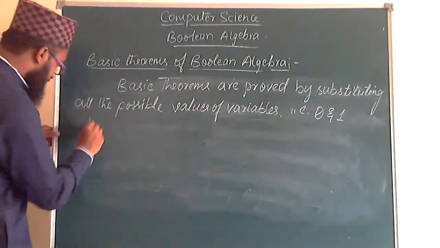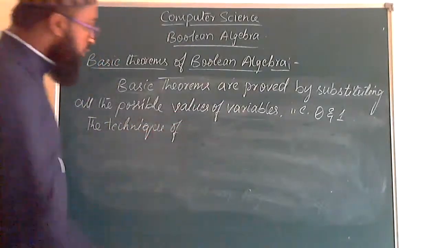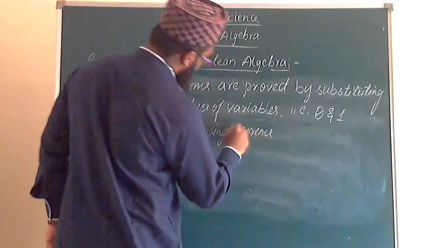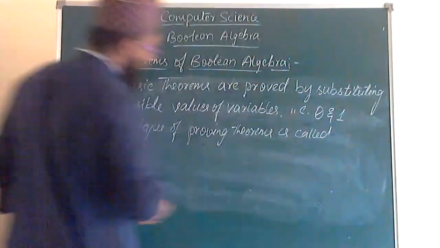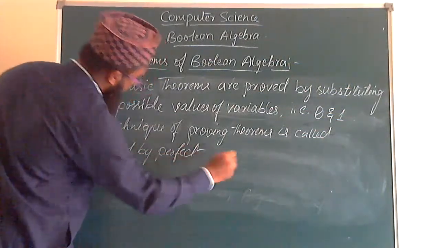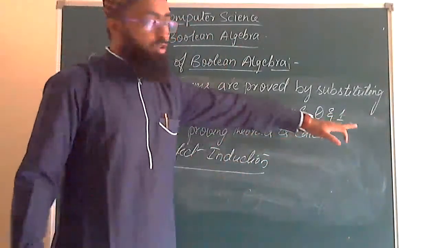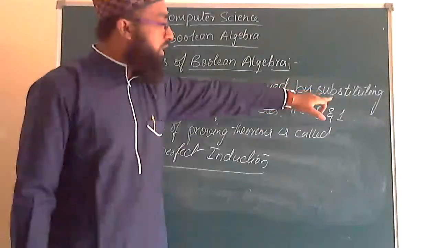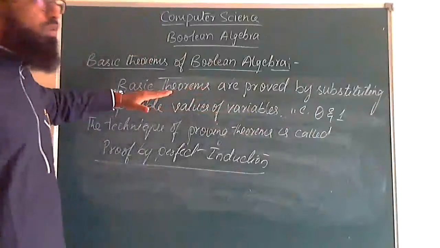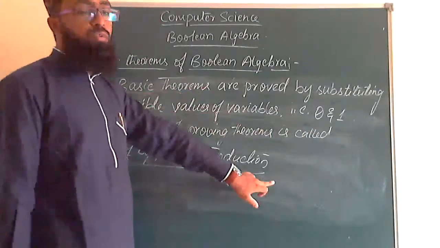And the technique of proving these theorems is called proof by perfect induction. With the help of zeros and ones, we are going to prove the basic theorems by substituting all the possible values. We will use these values to prove the basic theorems, and the technique which is used to prove the basic theorems is called proof by perfect induction.